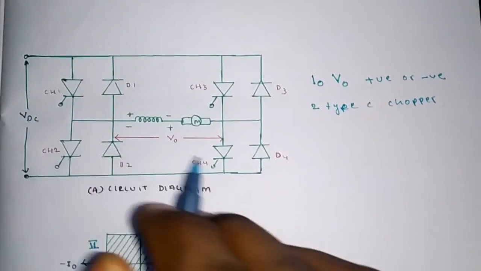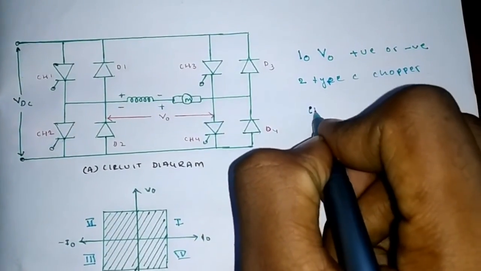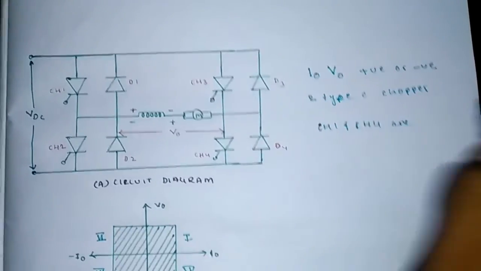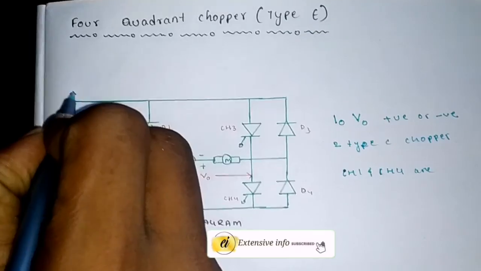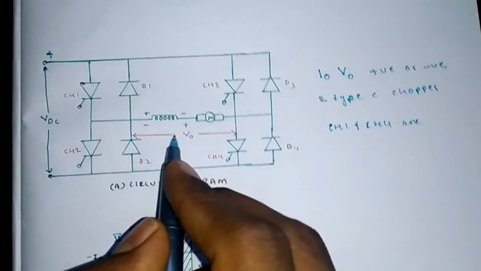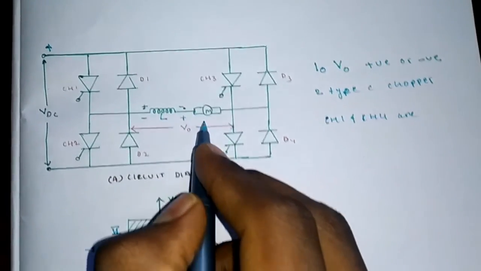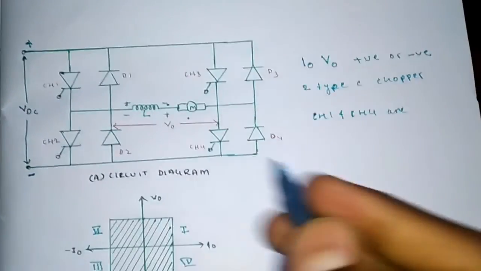When chopper 1 and chopper 4 are triggered, the flow of current path is from plus VDC, CH1, inductor plus, inductor minus, motor, CH4 and VDC minus.